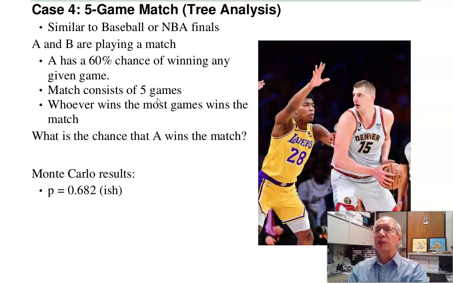Let's do another example of enumeration. There is one type of enumeration called tree analysis. It's similar to an NBA basketball finals or baseball playoffs. Here, I've got two teams playing a match. Suppose A has a 60% chance of winning at any given game, and a match consists of 5 games. Whoever is the first to win 3 games wins the match. What's the probability A wins the match? Well, in the previous lecture on Monte Carlo, we did that and got about 68% of the time A is going to win the match. Can I calculate the exact probability using enumeration?